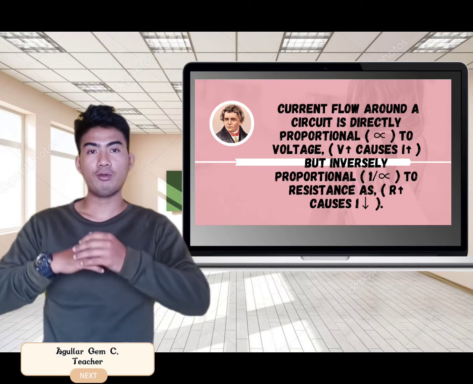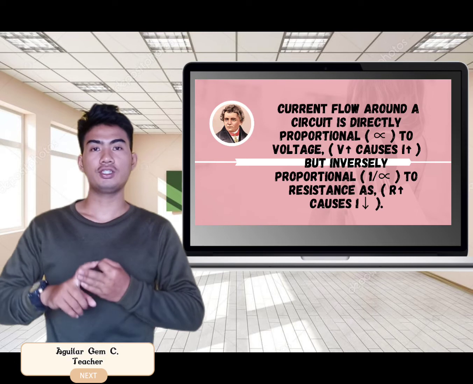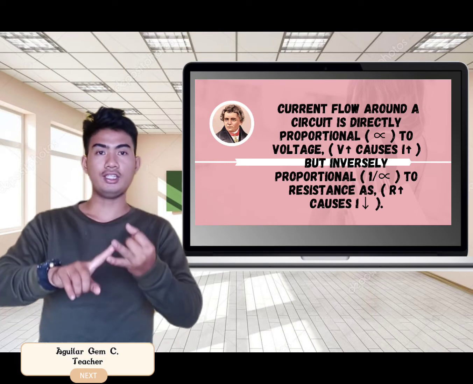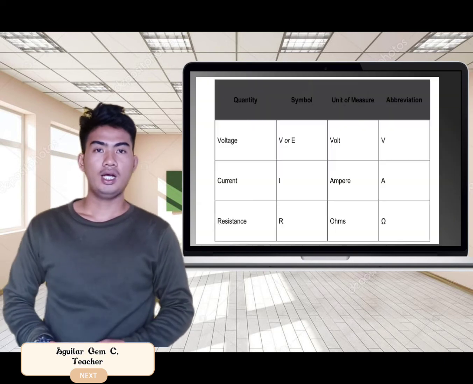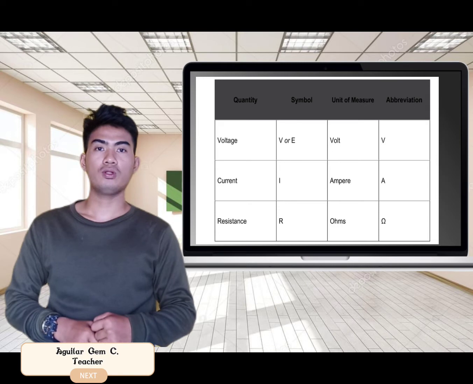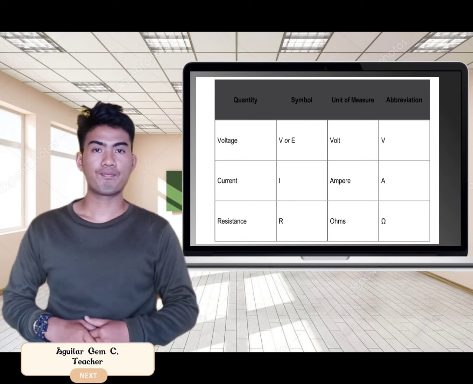I have here a table that represents the symbol, unit of measurement, and abbreviations of our three units, which are the resistance, voltage, and current. For resistance, the unit of measurement is ohms, for voltage it is volts, and for current it is amps.